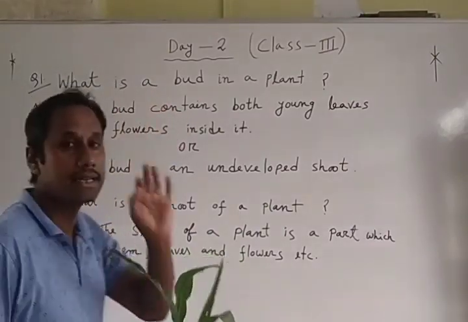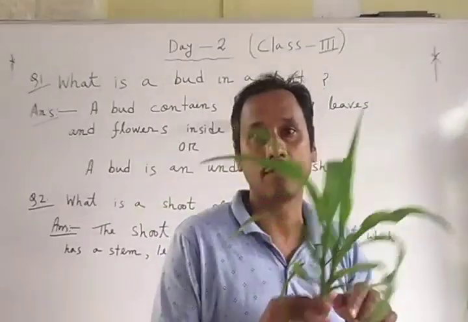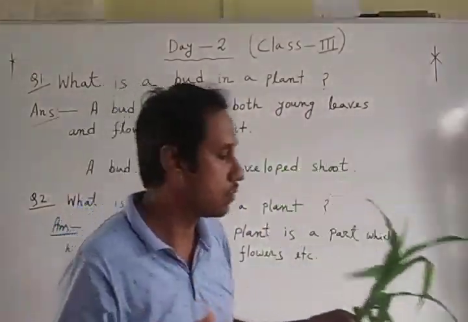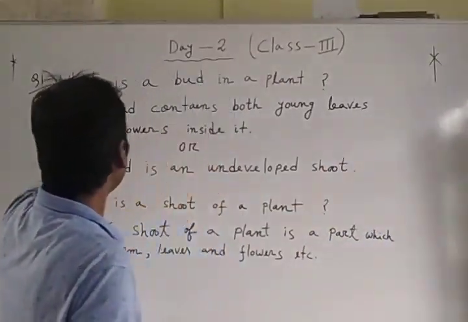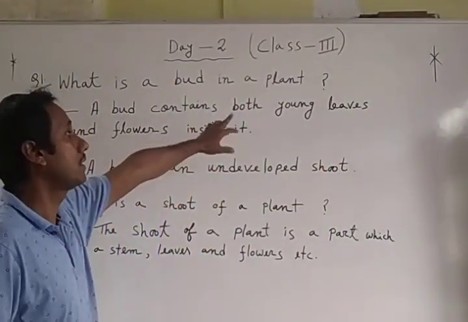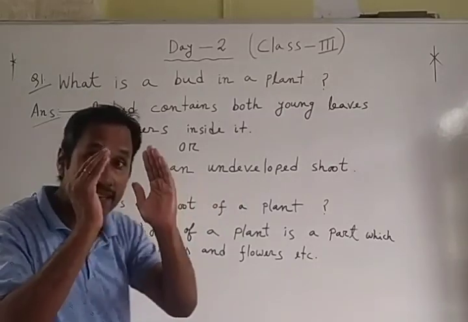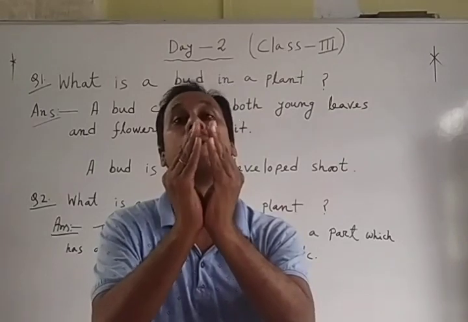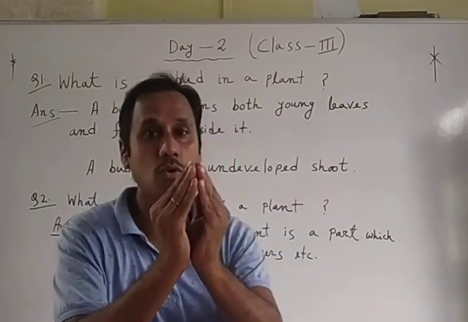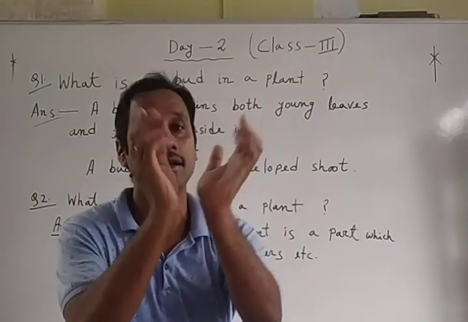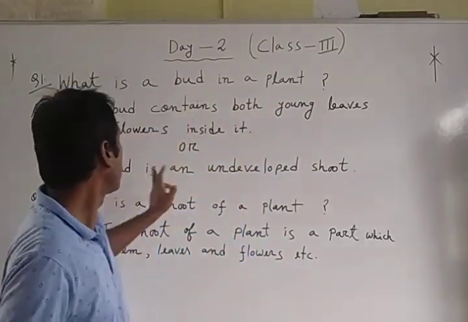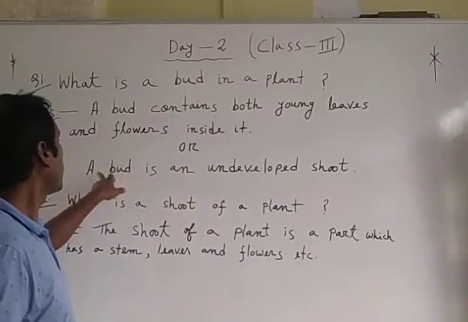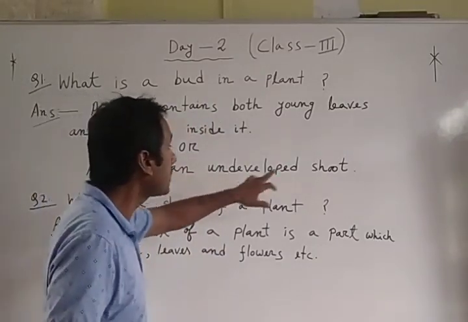A bud contains both young leaves and flowers inside it. At first, the bud looks like this when it is not open. When the bud opens gradually, new leaves and flowers come out. So a bud is an undeveloped shoot.